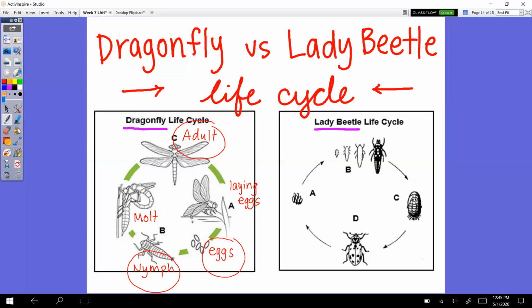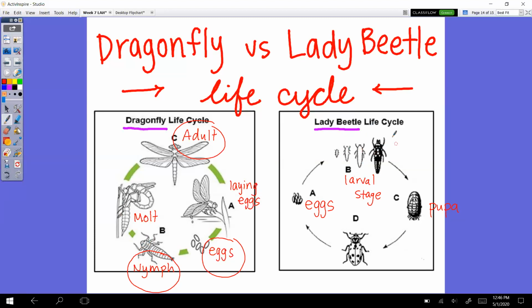Now let's compare it to the lady beetle. Okay, as we know, it's gonna start off as eggs. Okay, then it's gonna go through what's called its larval stage. Okay, it's also called a larva. But this entire process, because it goes through a couple of phases, just like the nymph with the dragonfly, it goes through a couple different molts. It goes through a couple different changes in its larval stage. Okay, from there, it then becomes what's called a pupa, and it starts to go through its metamorphosis.